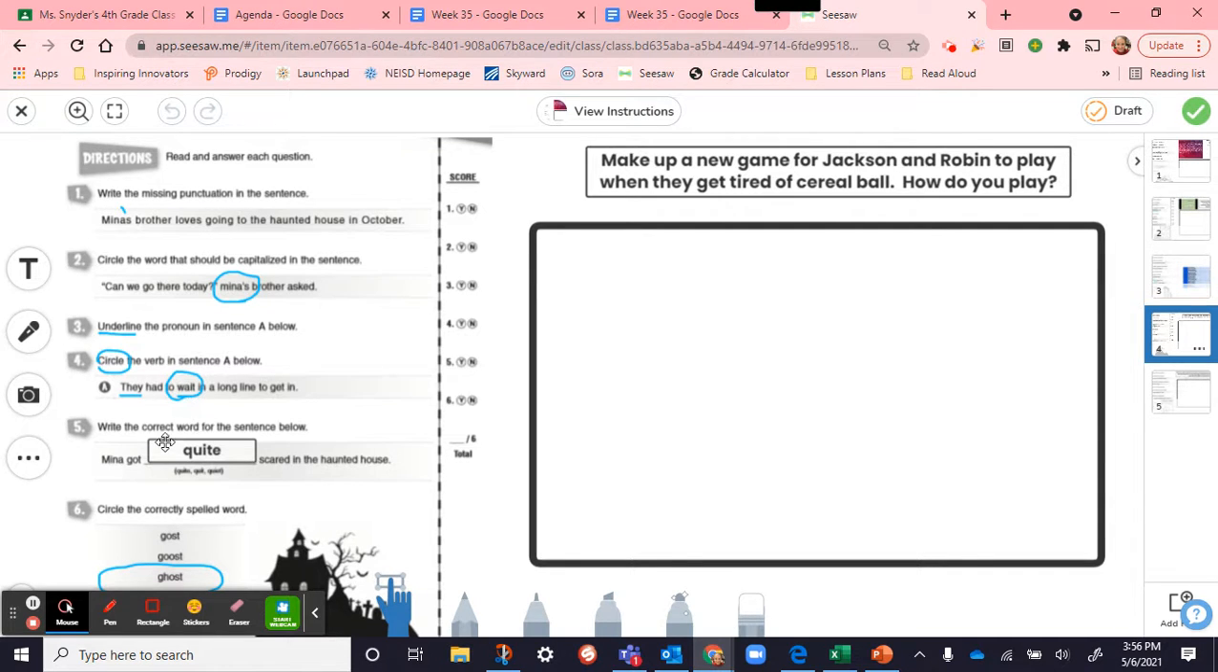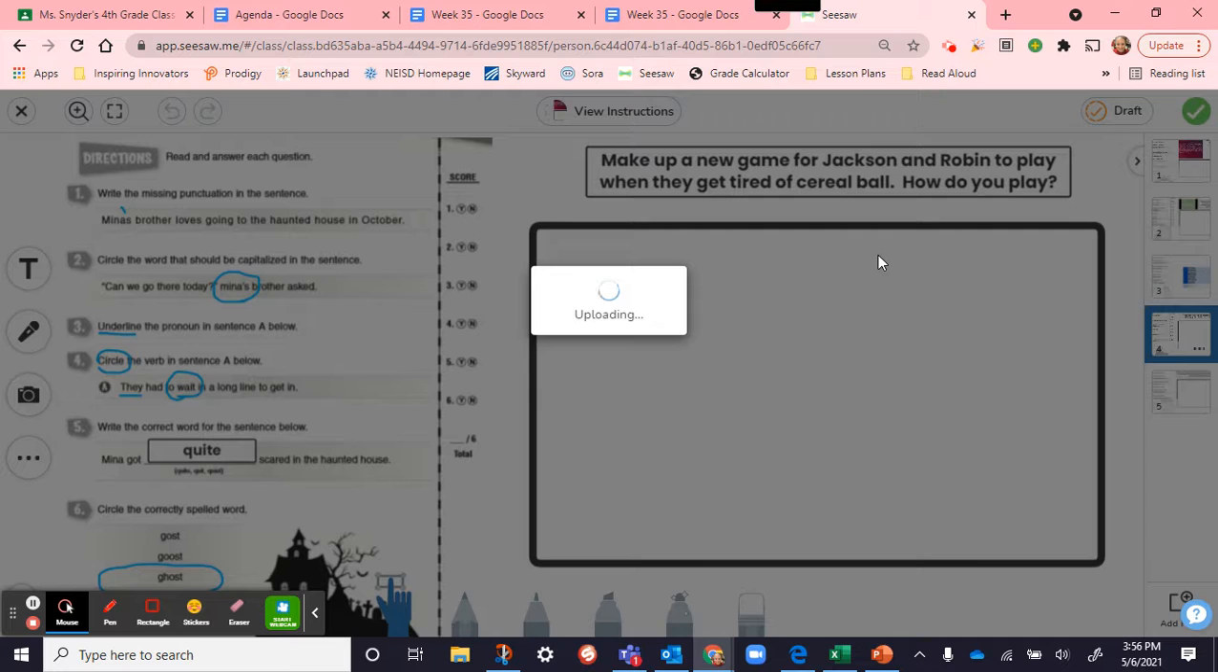word. Here you're picking the correct spelling, so Mina got quite scared in the haunted house. And then the correct way to spell this word ghost is on the bottom there. Then we have one more for tomorrow, so go ahead and draft.